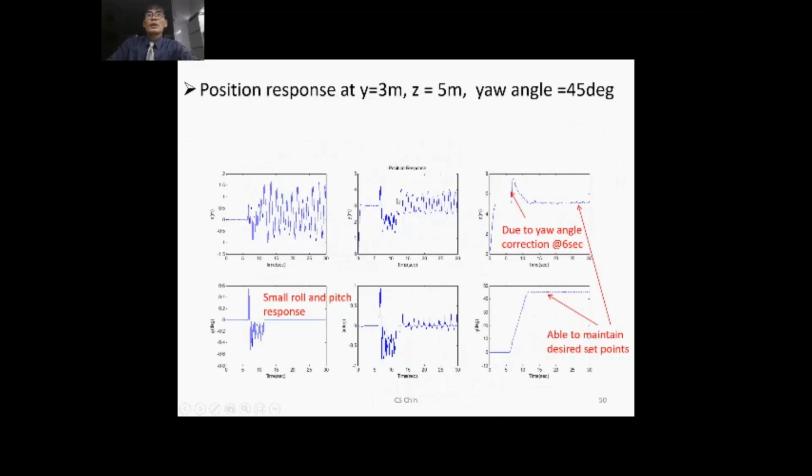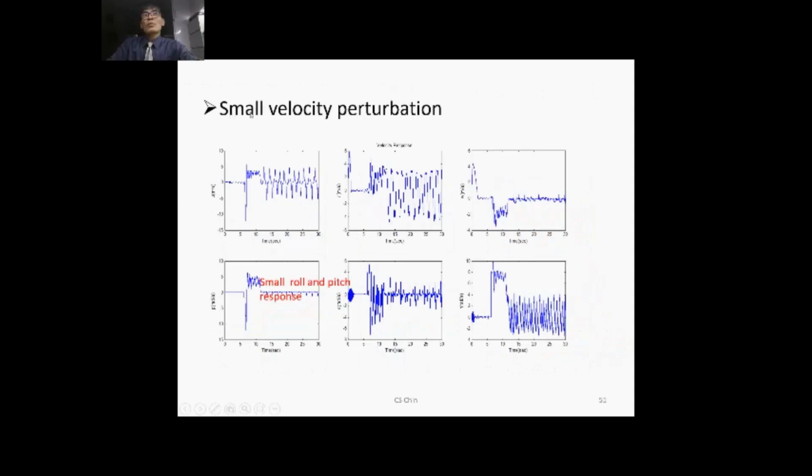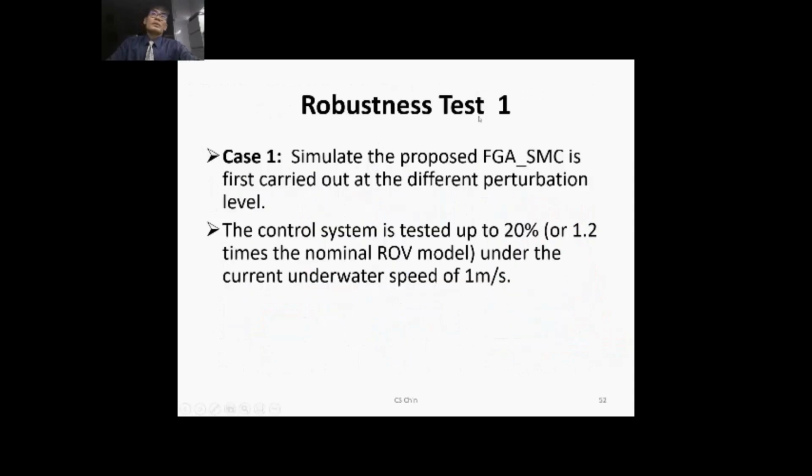You can see that y is able to achieve 3 meters, the heave is able to achieve 5 meters, and the yaw angle is 45 degrees. And same, the small velocity perturbation, as you can see, the roll and pitch response is quite small and self-stabilizing. However, we need to do some robustness tests to simulate the proposed approach, fuzzy GA sliding mode controller, in short FGA SMC. So we have to carry out tests at different perturbations.